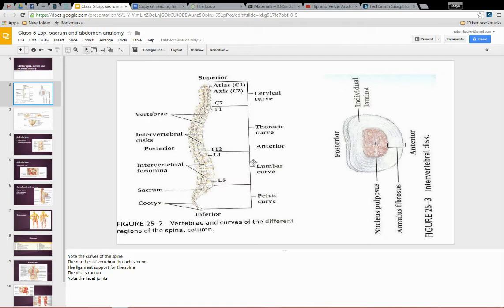So this being the front of the body and this being the back of the body, the curve is the vertebral bodies coming towards the front. And then that alternates and we have a kyphotic curve that occurs in the sacrum and the coccyx.